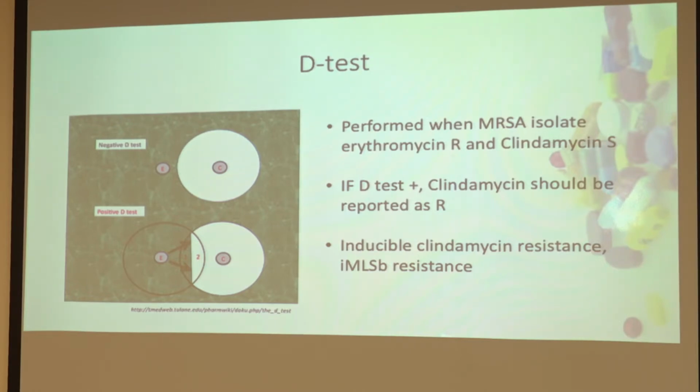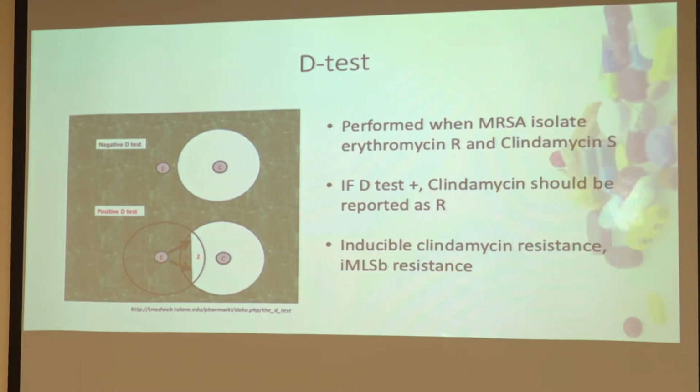D-test is still performed, but now the results may be given out as D-test positive or negative, or inducible Clinda resistance positive or negative. So the green is a plate of agar. We have added the Staph aureus bacteria, the culture on that plate. The top one is negative D-test.